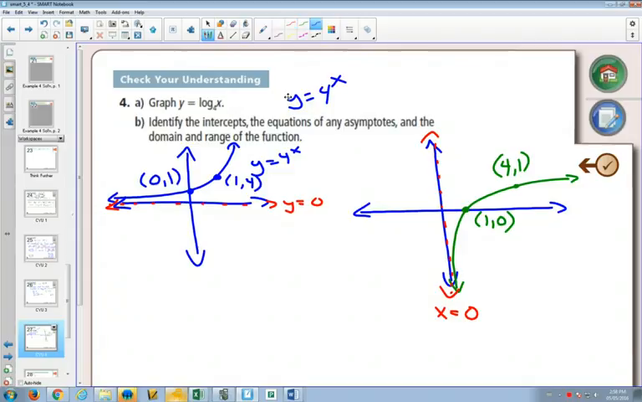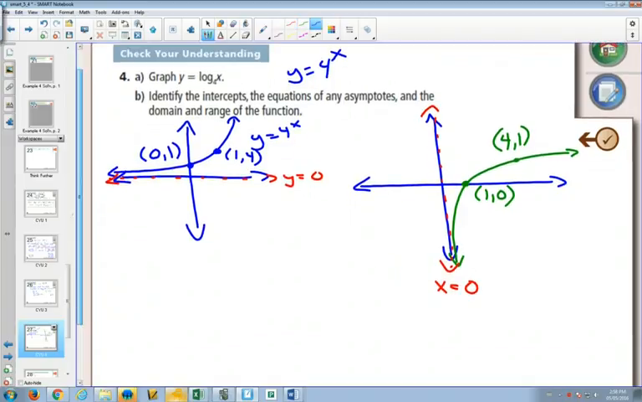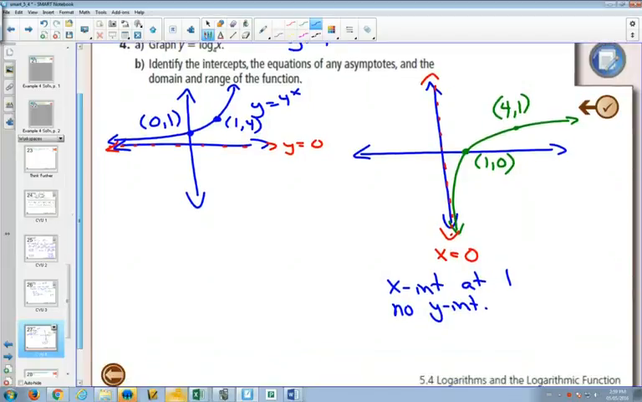So now that we've graphed our log graph, we can answer any intercepts. Well, it has an x-intercept at 1. It has no y-intercepts. The equation of the asymptote is x equals 0.